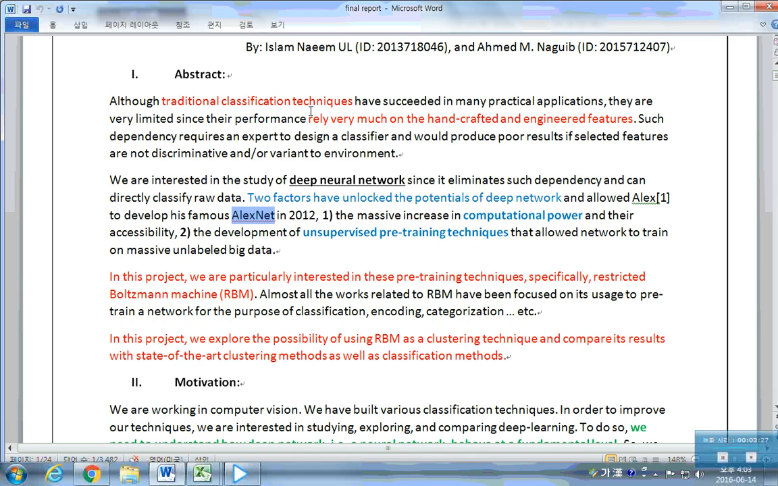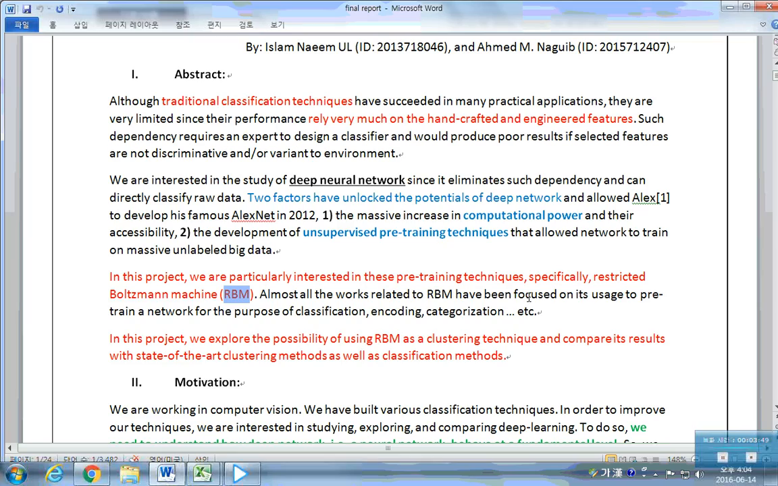In our work, we are interested in particular in this unsupervised pre-training. One of these techniques is called restricted Boltzmann machine. So we want to understand how this training is useful. And also, in particular, we want to understand the neural network at a very fundamental level. So we want to understand the perceptron and how a perceptron behaves.